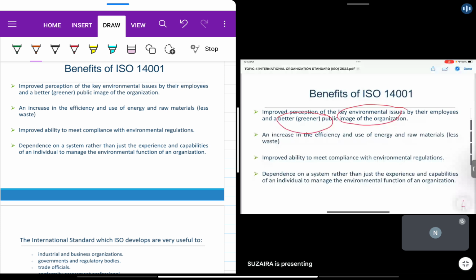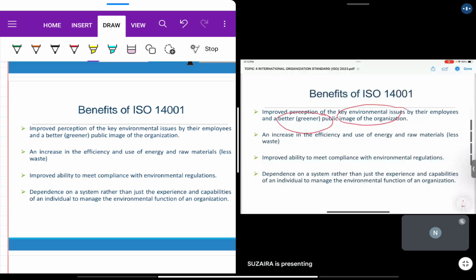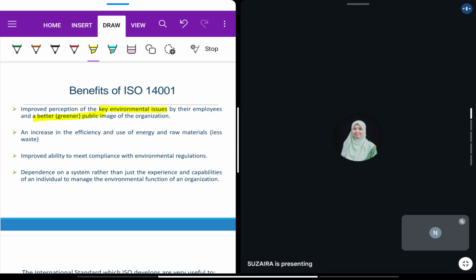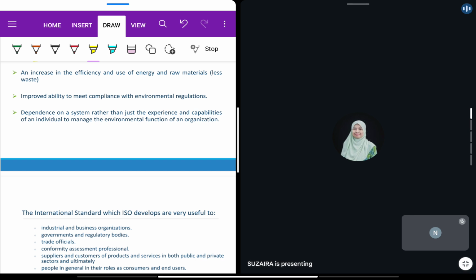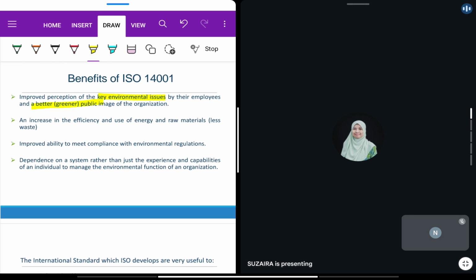The second one is an increase in the efficiencies and use of waste. When you produce waste, you know how to convert it. Food waste can be converted into animal feed, for example. Or glass, if you produce glass packaging, you can recycle it back and convert it into renewable fuel to meet compliance with the regular environmental regulations.